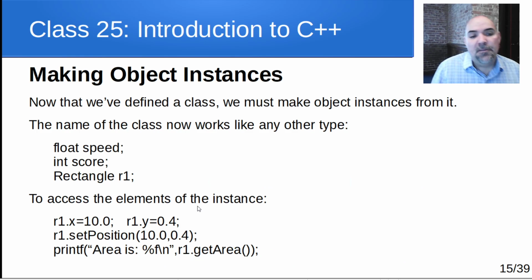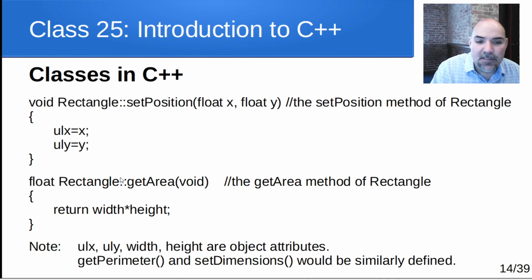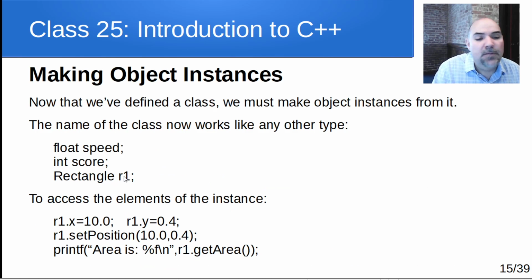Now, to make an object instance from a class, once we have the class defined, it works just like any other type that you're used to in C. Just like you would have float speed makes a floating point type, int score makes an integer type. Now that we've defined this rectangle class, we can now use it and say Rectangle. Again, that's the name of our class that we had over here. Now that we have one, we can make a rectangle variable called R1.